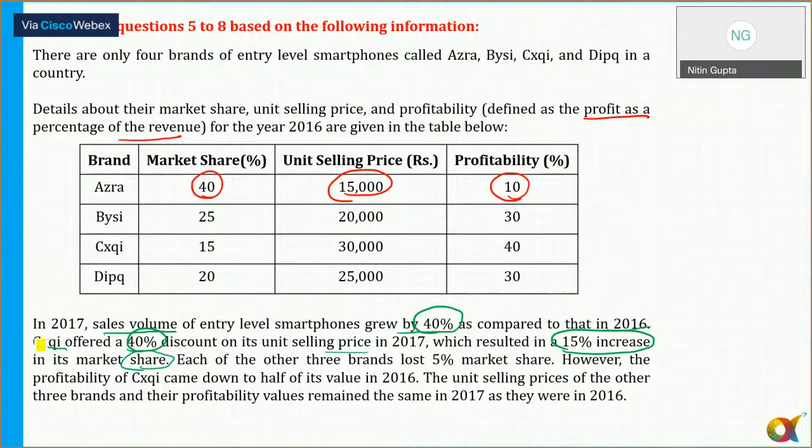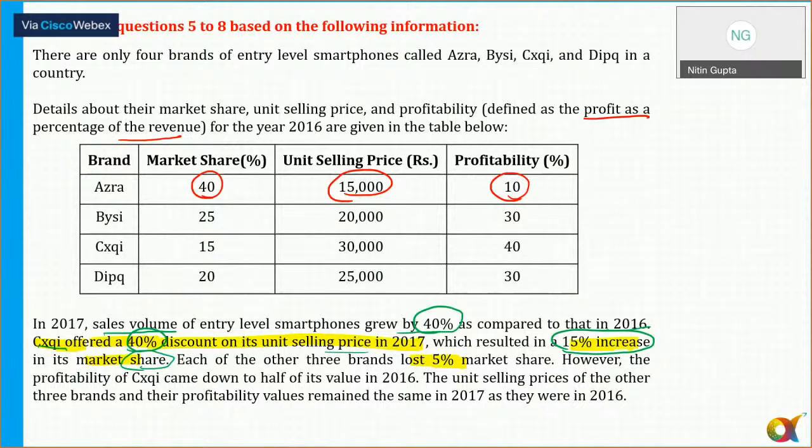So it says CXQI offered a 40% discount on its unit selling price in 2007, which resulted in a 15% increase in its market share. And each of the other three brands lost 5% market share. So each of them has lost, which resulted in a 15% increase in market share for company C, and each of the other three brands lost 5% of its market share here.